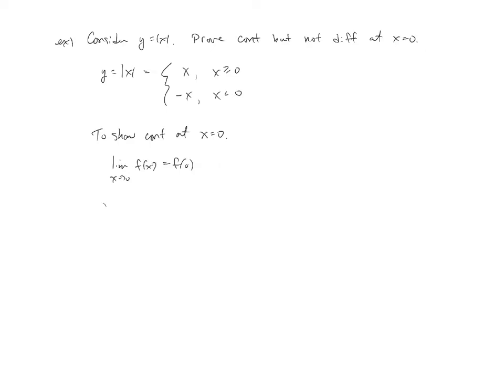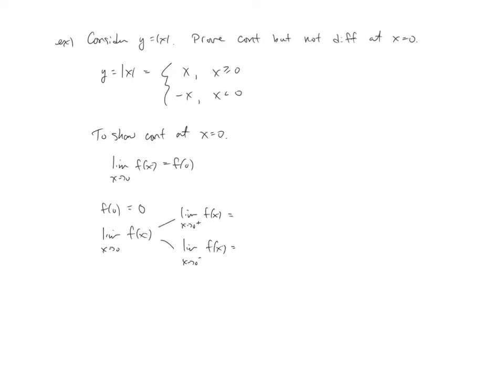So we'll start with f of 0, and it looks like 0 would be included in this top function because of the or equal to. If I plug a 0 in, I get a 0 out. So f of 0 is 0. Now for the limit as x goes to 0 of f of x. Remember, now this is broken apart into two different parts. The limit as x approaches 0 from the right, and the limit as x approaches 0 from the left.